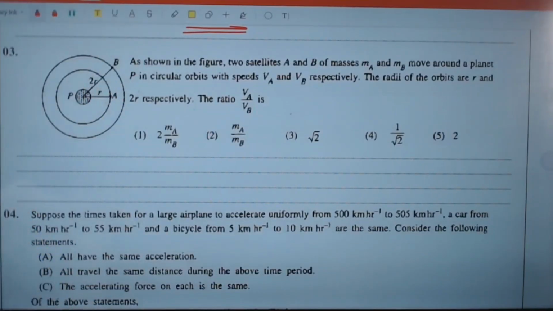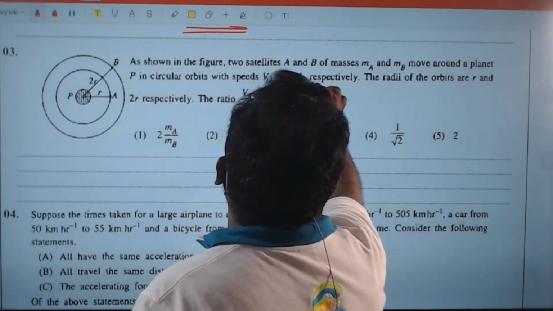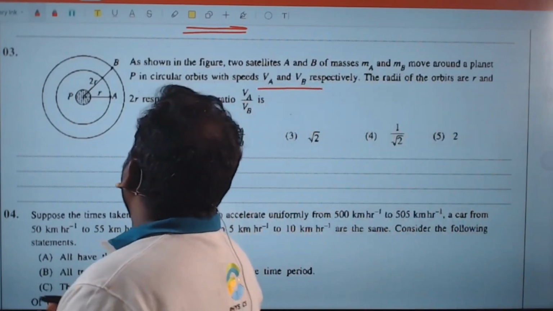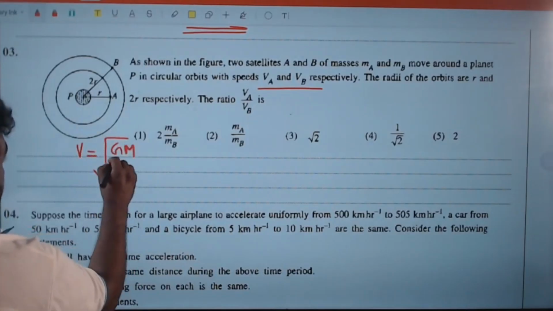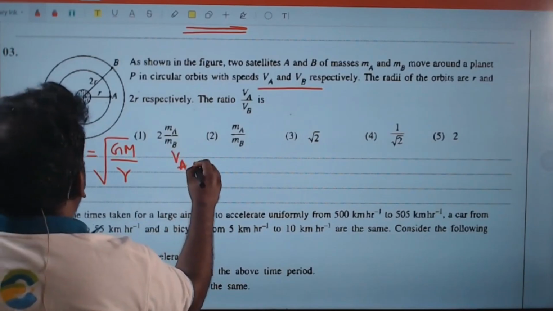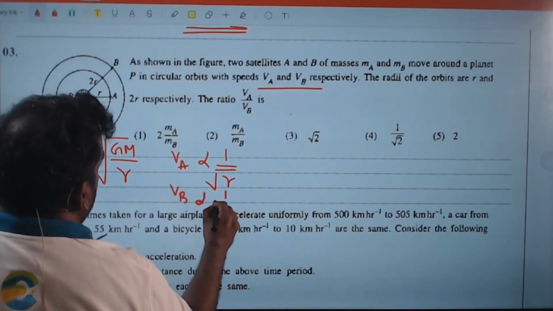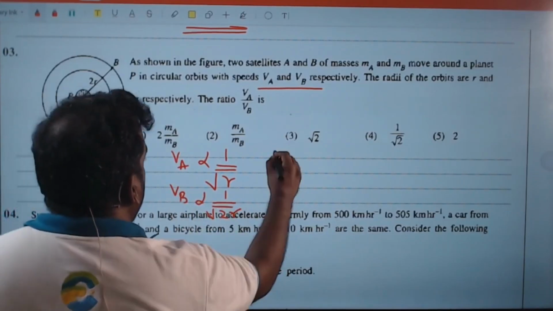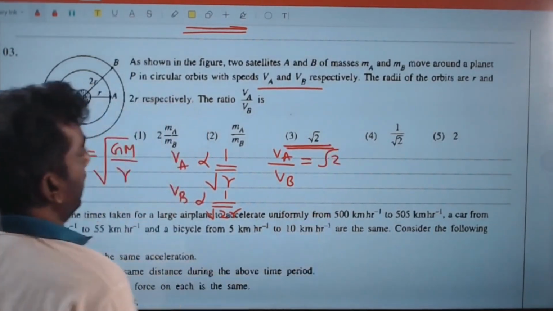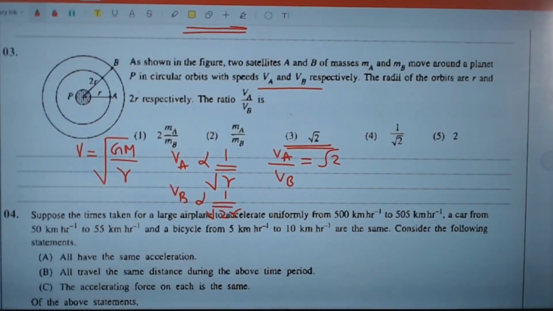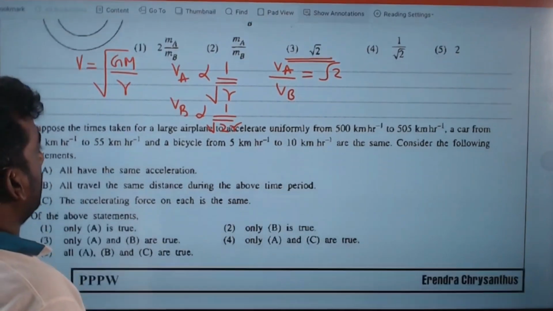As shown in the figure, 2 satellites A and B are moving around the planet with velocities VA and VB. So their orbital velocities are square root of GM over R. So VA is proportional to square root of 1 over R, VB to square root of 1 over 2R. VA over VB is equal to root 2. The correct answer is answer number 3. Right. Moving on.